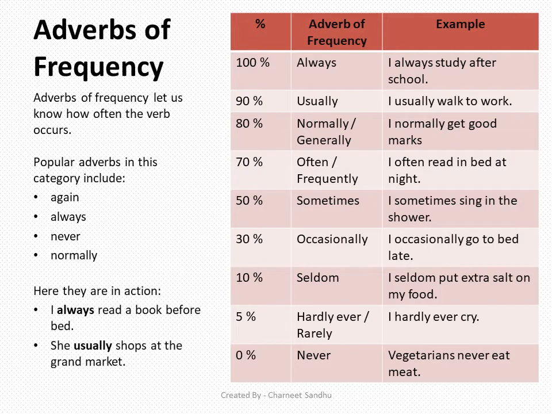Adverbs of frequency. Adverbs of frequency let us know how often the verb occurs. Therefore, they mostly modify verbs. These adverbs tend to appear right before the main verb in the sentence. Some popular adverbs of frequency are again, always, never, normally. Look at these sentences. I always read a book before bed. She usually shops at the Grand Market.